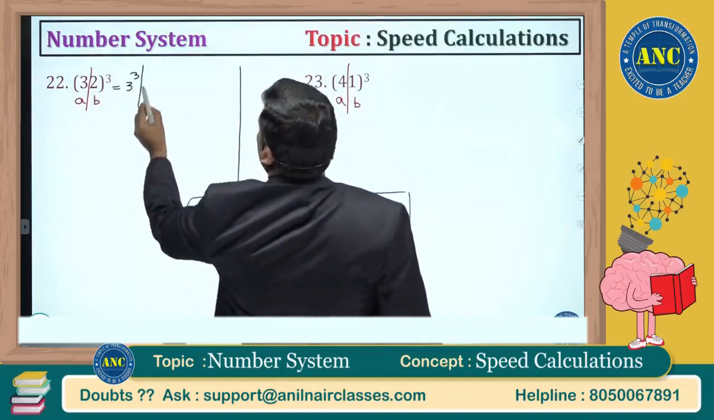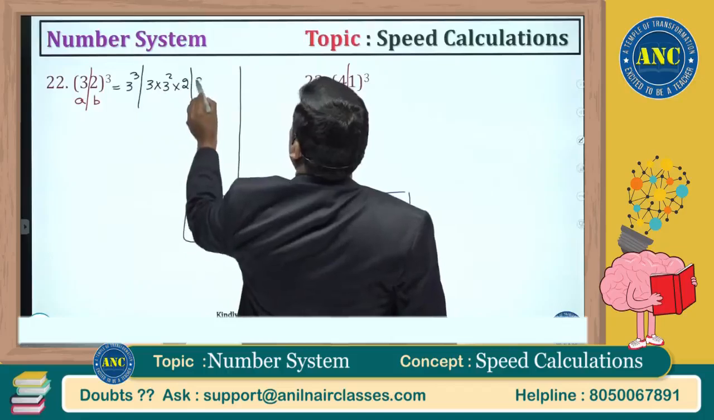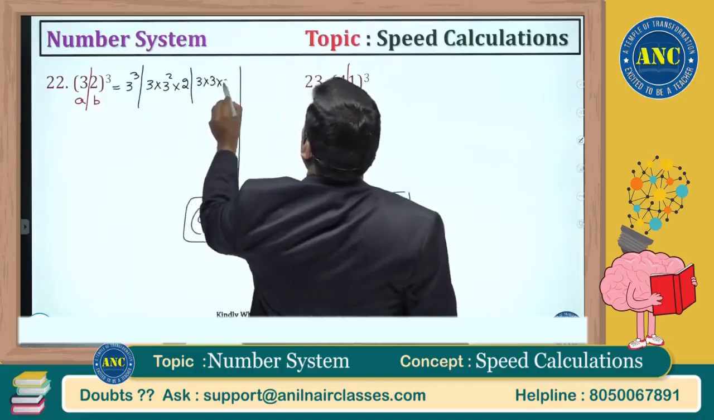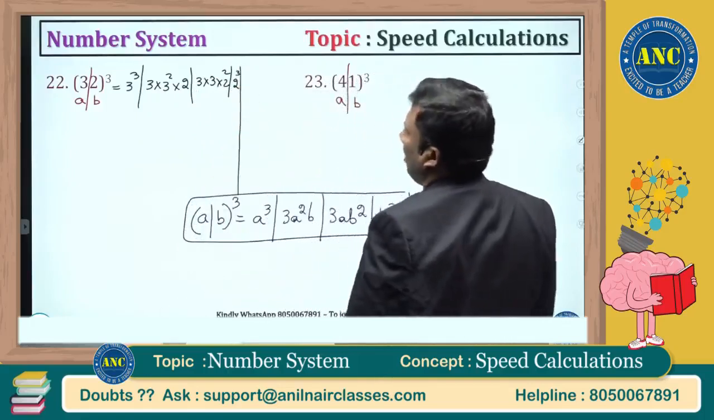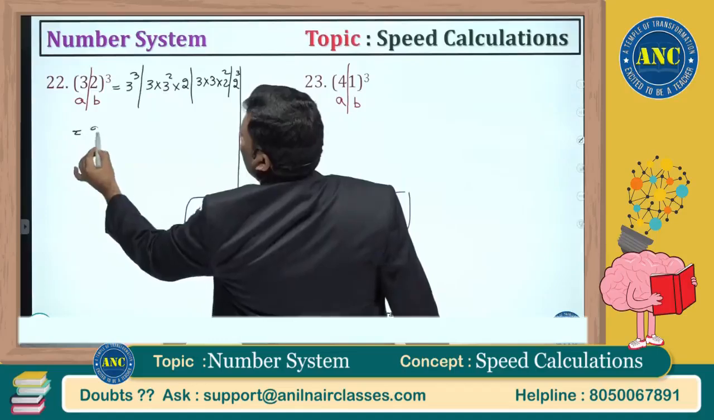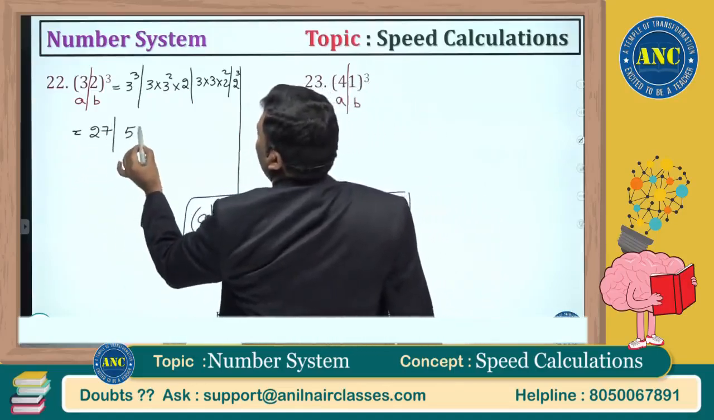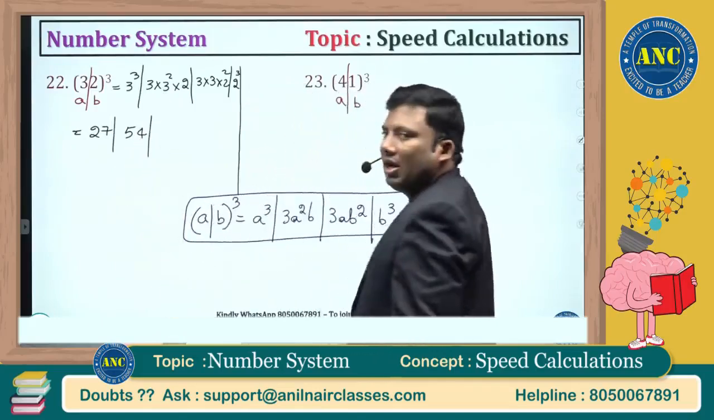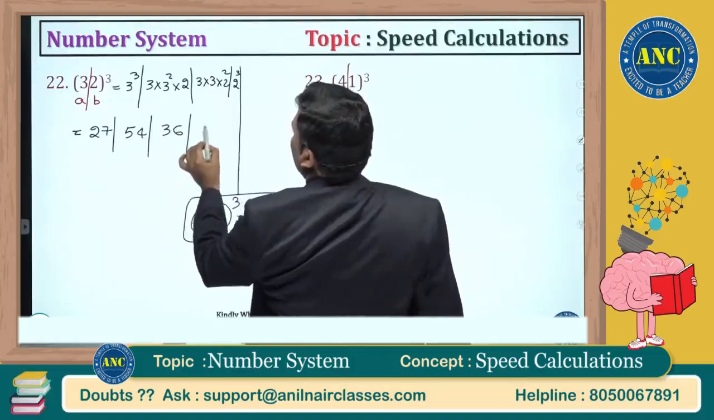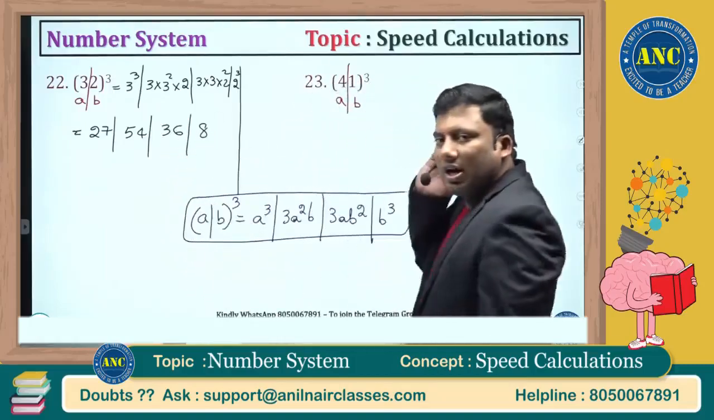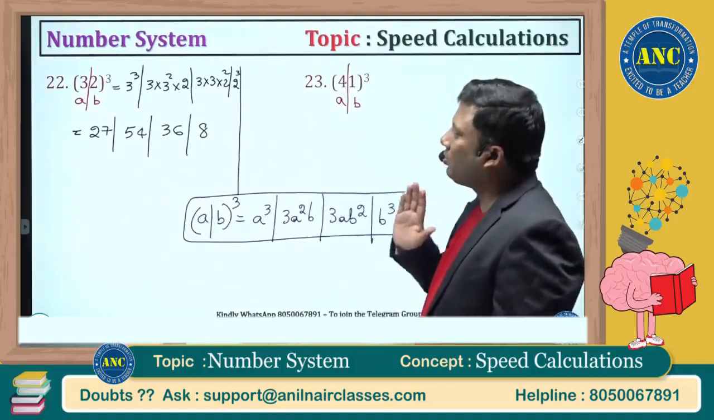First is a cube, next is 3a square b, and the next one is 3ab square, and the last one is b cube. 3 cube is 27, 9 3s are 27, 27 2s are 54, 3 3s are 9, 9 4s are 36, 2 cube is 8. (a + b) whole cube is a cube, 3a square b, 3ab square and b cube.